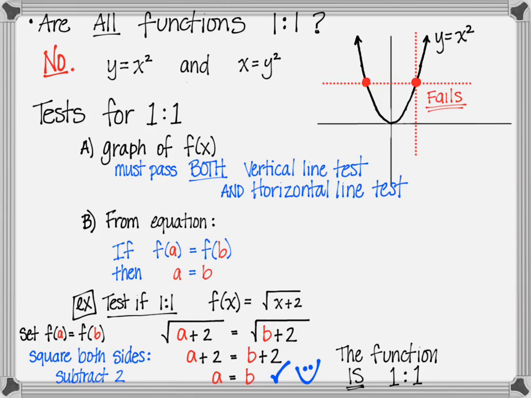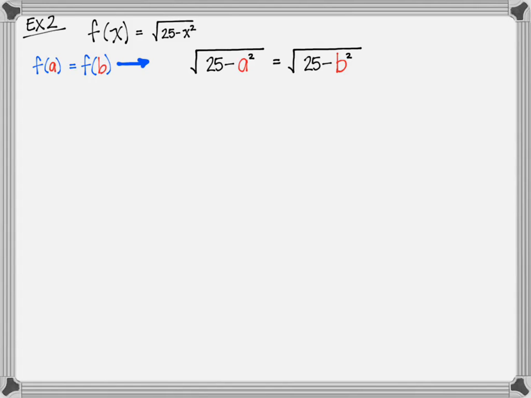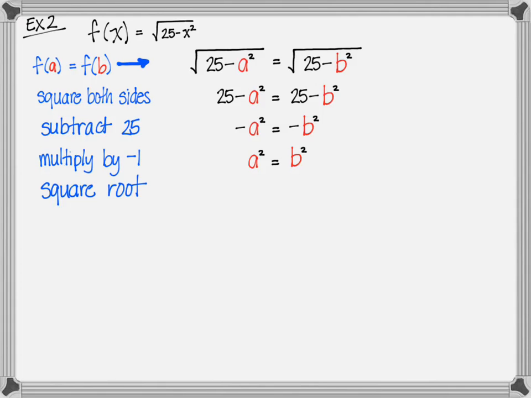But let's look at another situation. Look at this function. Once again, we're going to set two different outputs equal to each other. They're going to be outputs that are equal, so they both have the same output. And we're going to simplify this, trying to solve for a, so we're going to square both sides. Now we're going to subtract 25. Well, those are both negative, so let's multiply that by negative 1. And now I've got a squared equals b squared, so we'll take the square root of both sides.